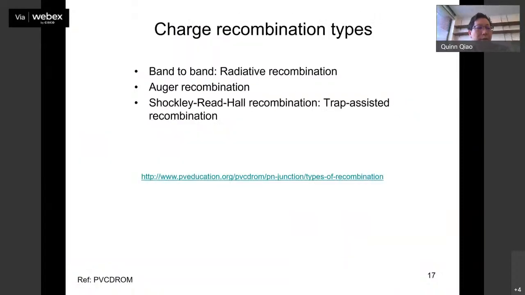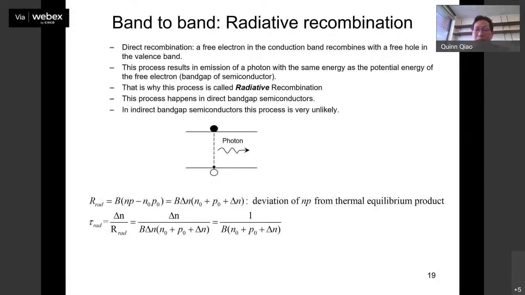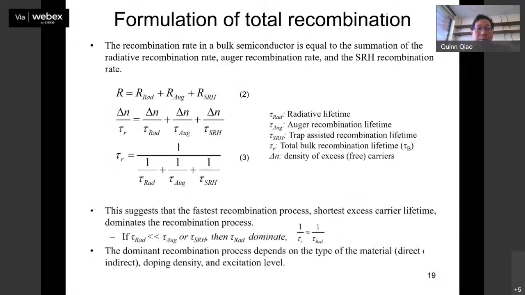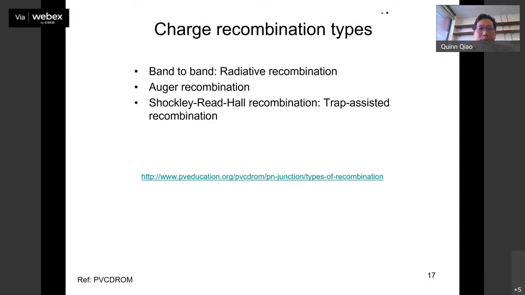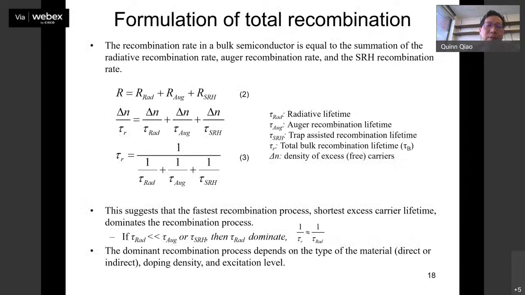So with that, we can basically talk about the three types of recombination. First, let's talk about the band-to-band, okay? I have the band-to-band, it should be good, okay? So you have three recombinations, right?